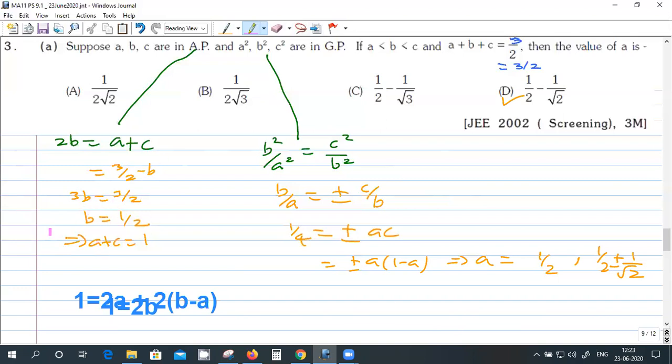Once B is half, it means that A plus C is 1. So B is known. Then I can write C as 1 minus A, and the plus or minus sign is there. Using one sign, I'll get one quadratic equation that has a double root, half comma half. The second quadratic equation has roots like half plus or minus 1 by root. So one of the values is matching.